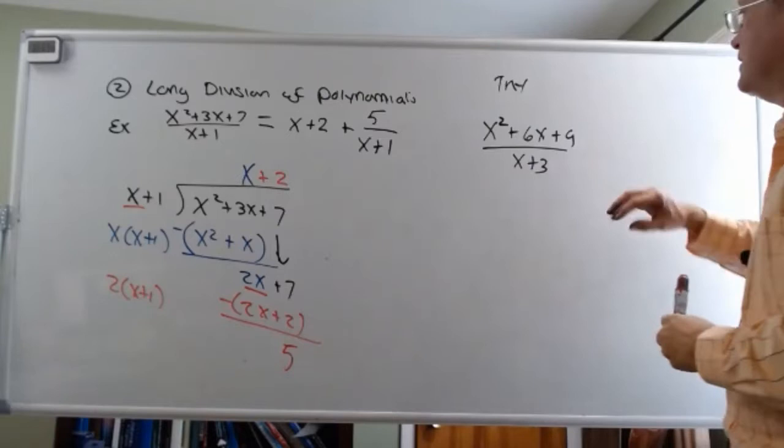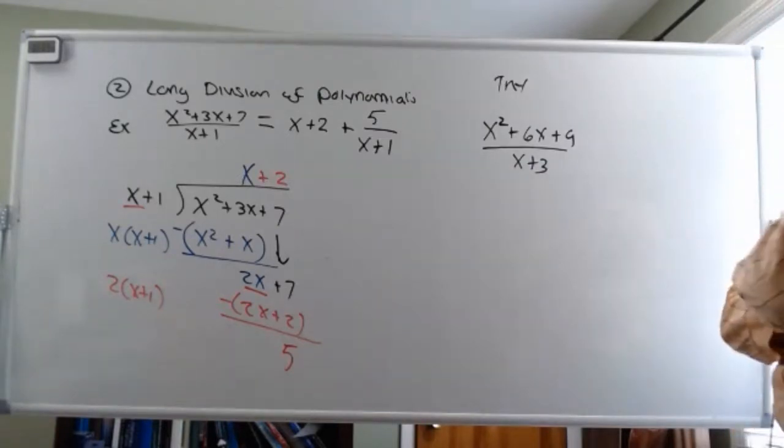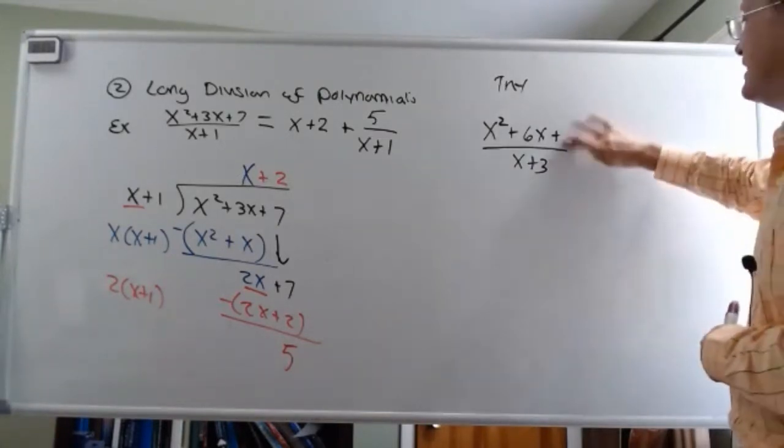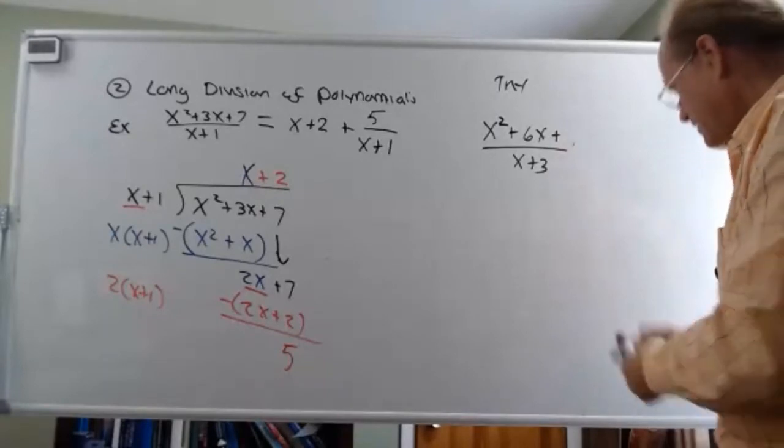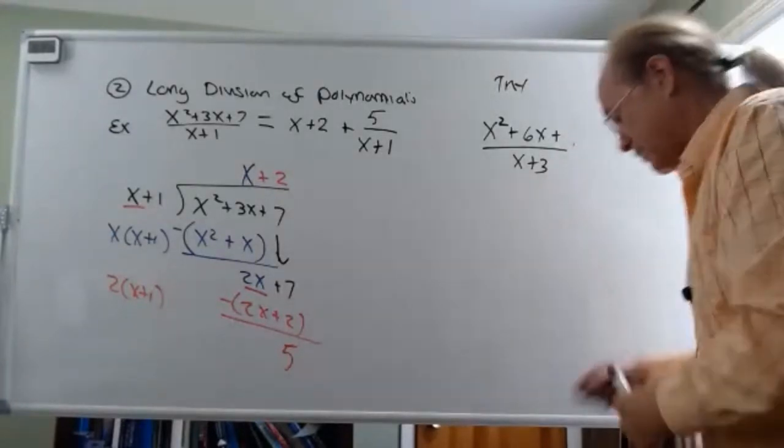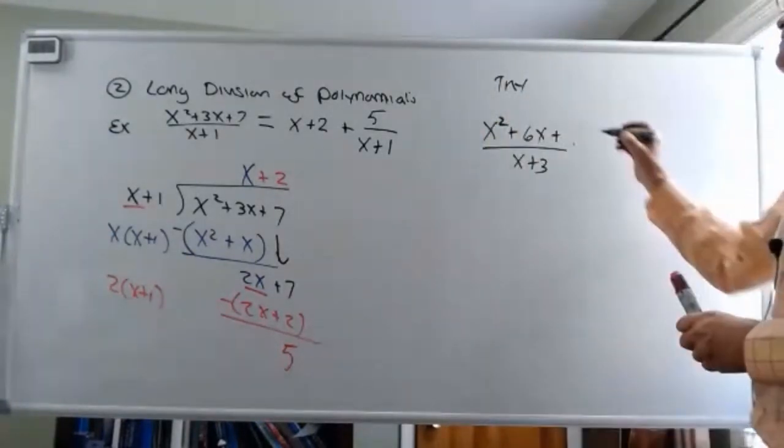Oh, make this, I'll leave it that way. I'll make this a 10. Well, I'll do it that way. Leave it a 9 and you'll see what you get. You're going to get a 0 remainder.